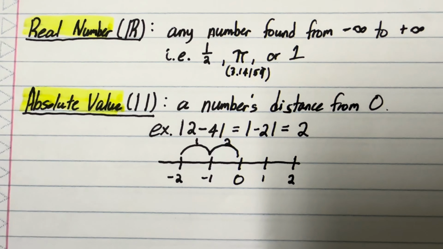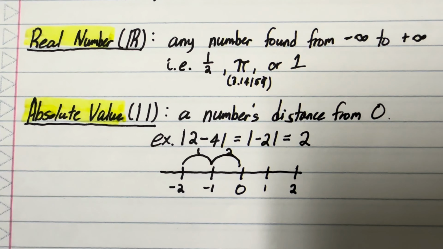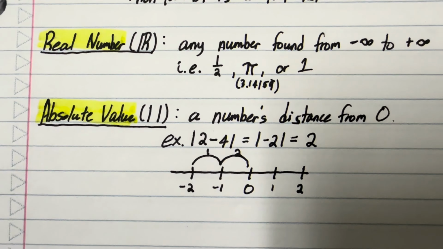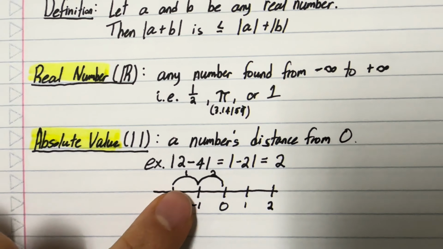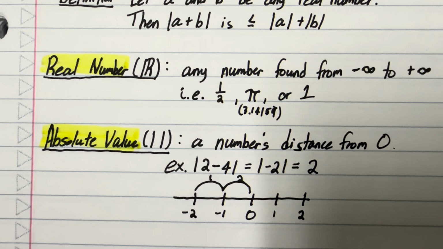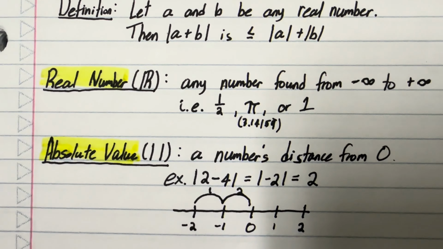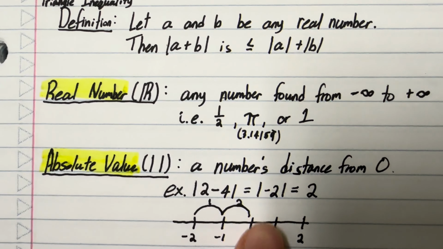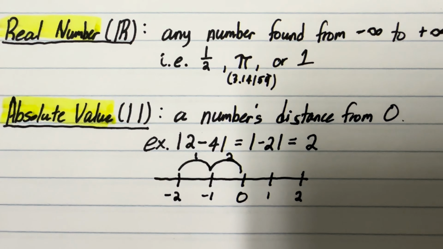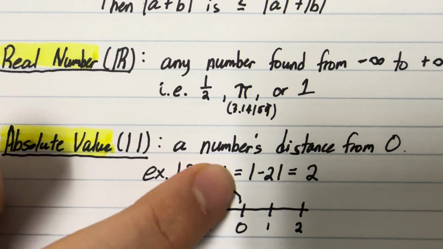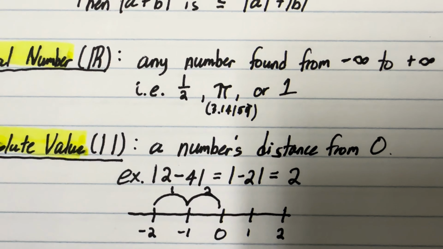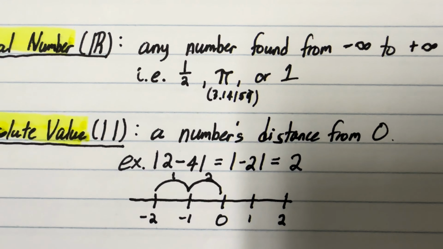The absolute value of a number represents a number's distance from 0. It takes whatever is inside of the absolute value and makes it non-negative. So for example, if we have the absolute value of 2 minus 4, first we solve the expression inside the absolute value symbol. So 2 minus 4 is negative 2, and this becomes the absolute value of negative 2. How far is negative 2 from 0? Well, 1, 2. So the absolute value of negative 2 is just 2, or positive 2. That will come in handy later on.